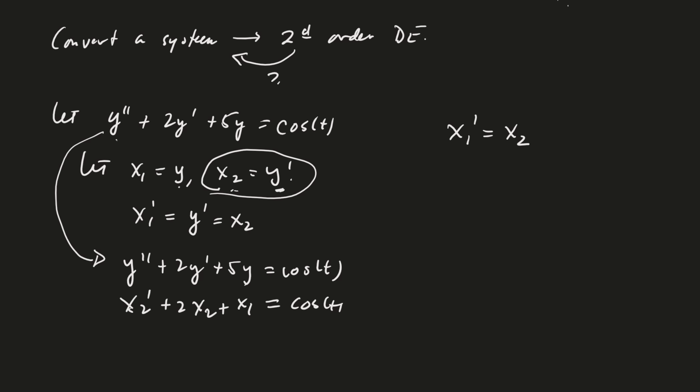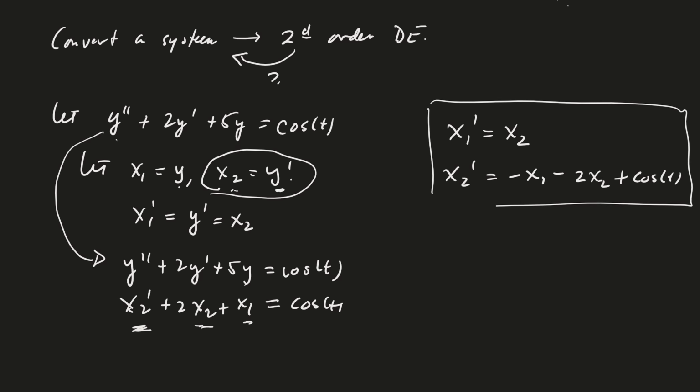Okay, but now I can solve this for x2 prime, right? So x2 prime would be, now when you've got variables in order like this, go ahead and put them in order. So this would be minus x1 minus 2x2 plus cosine of t. Good, so this is our system of differential equations that corresponded to that.